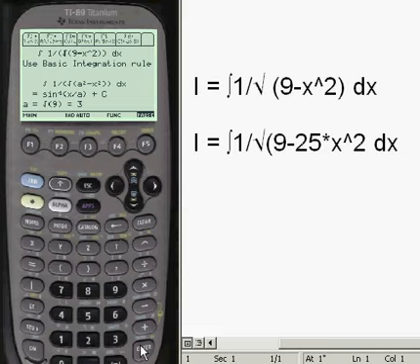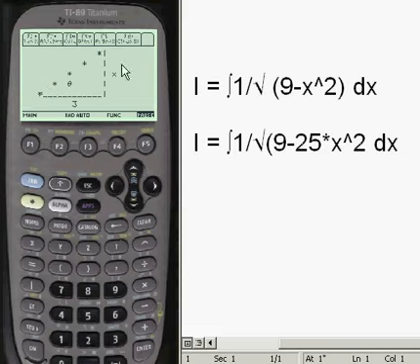But you need to show the work. Here's the theory of it. Here's theta, and of course here are the opposite and adjacent sides of a right triangle.